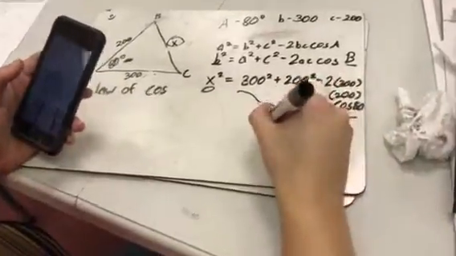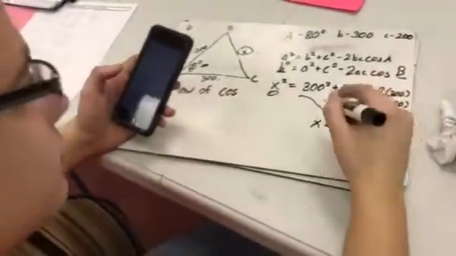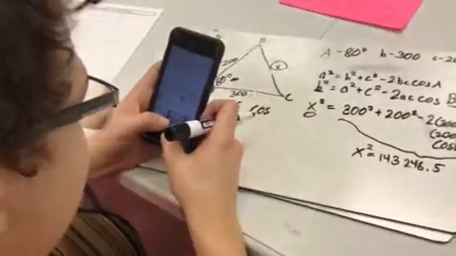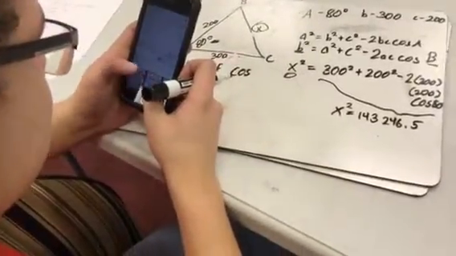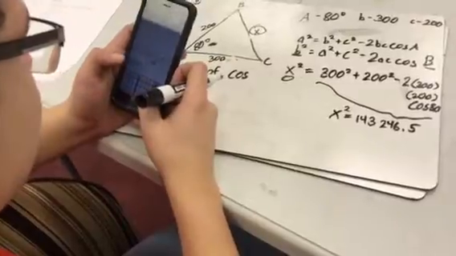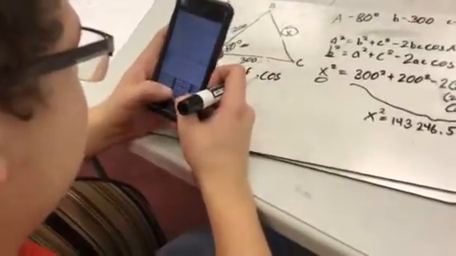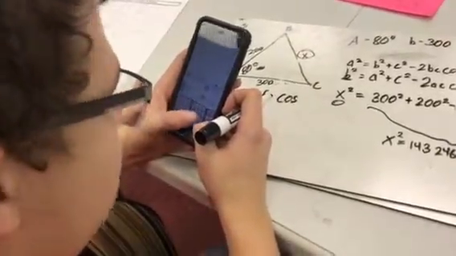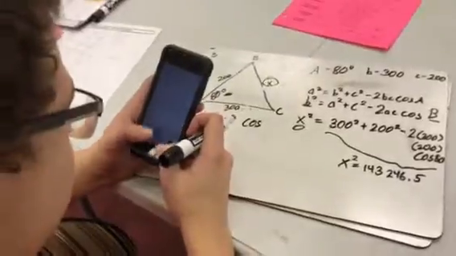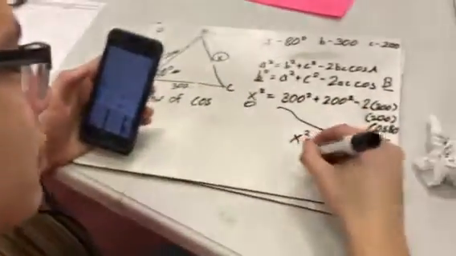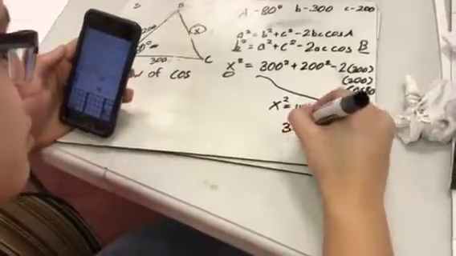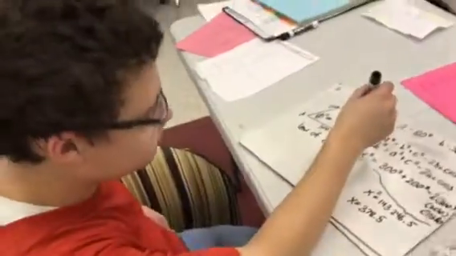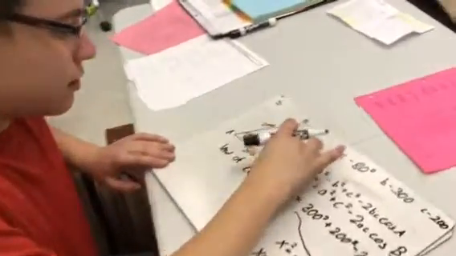After that, you would have to get x just by itself, so you would take the square root of each side. So just take that number, 143,246.5, and take the square root of that. And that gave me 378.5. And that would be how you would find x here. And that's how you do it.